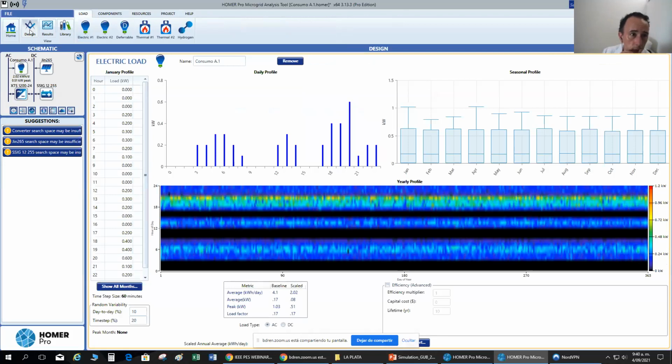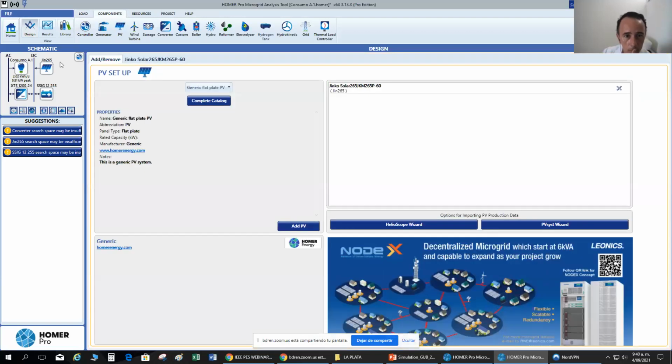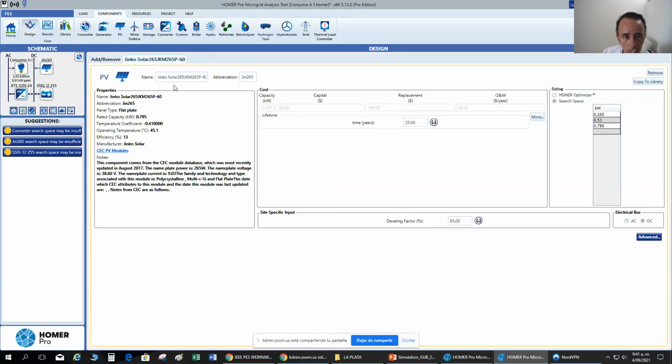If you could please click on the solar icon here. You are going to select this part. Yes, this one. I'm talking about this capacity point, 265 per kilowatt. This is what we have taken.